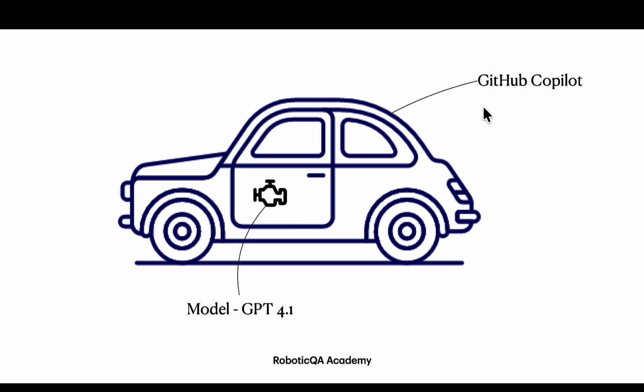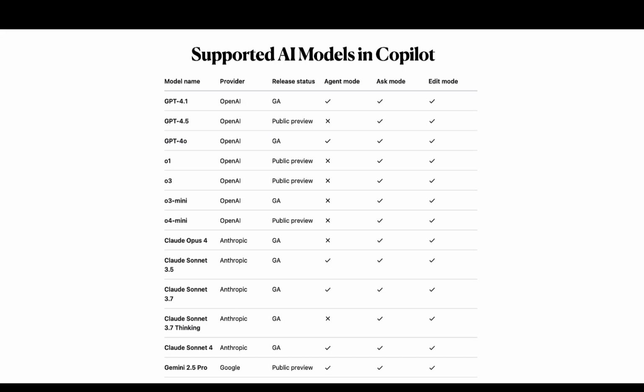Many people don't know this. They ask some question, randomly select any model, keep using it, and don't get what they are looking for. Now you understand what a model is, right? So what are the models available in Copilot as of today?